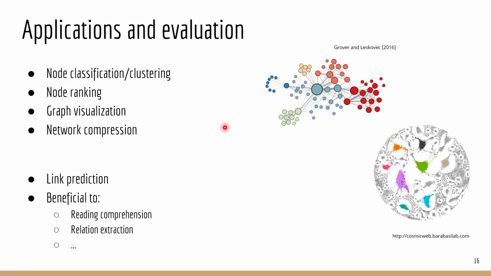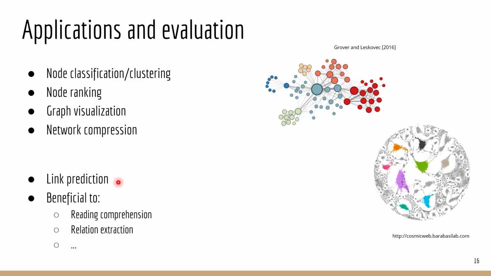We might also have network compression as a way of evaluating node embeddings. So reconstruction error is usually deemed as a good evaluation measure for node embeddings. So given a set of node embeddings, you try to reconstruct the structure of the original graph. And if the reconstructed graph is similar to what we had originally, then we say that the node embeddings have preserved the structural properties of the original graph in a good manner.